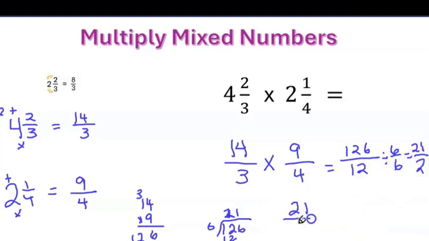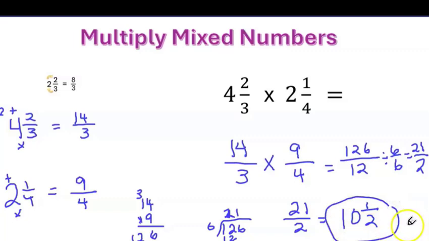Now, 21/2, I need to convert this back to a mixed number. 2 goes into 21 10 times with 1 left over. So that is my final answer.